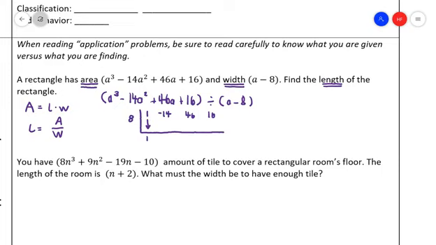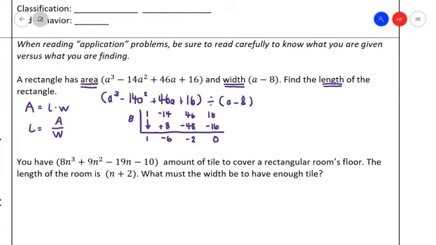Drop the first and multiply. 8 times 1 is 8. Negative 14 plus 8 is negative 6. 8 times negative 6 is negative 48. 46 minus 48 is negative 2. 8 times negative 2 is negative 16. 16 minus 16 is 0.